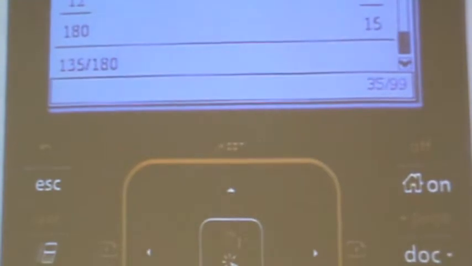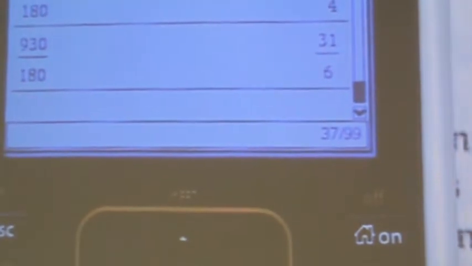135 times pi over 180. The degrees cancel. So I'm going to do 135 divided by 180. And what's my answer? 3/4. And the last one. 930 divided by 180. I got 31/6. Me too.